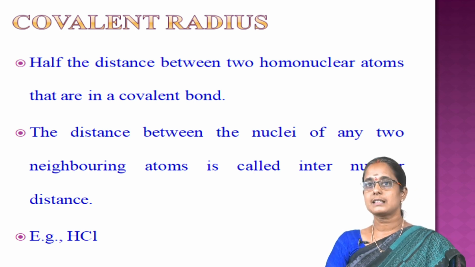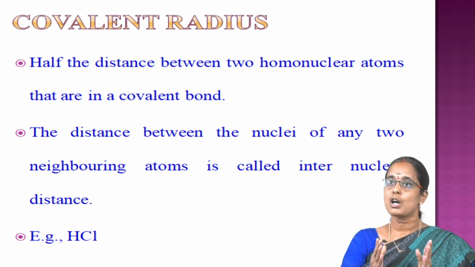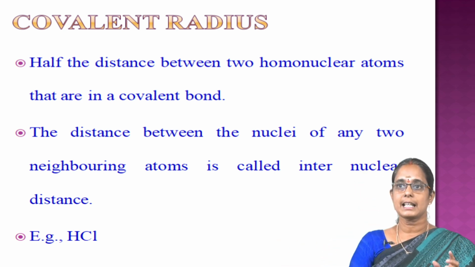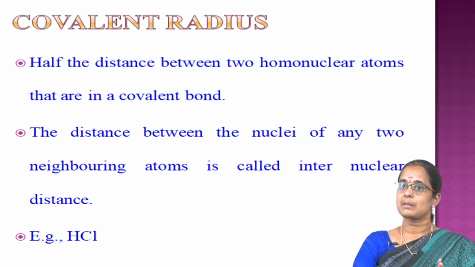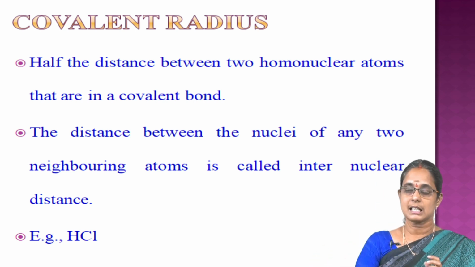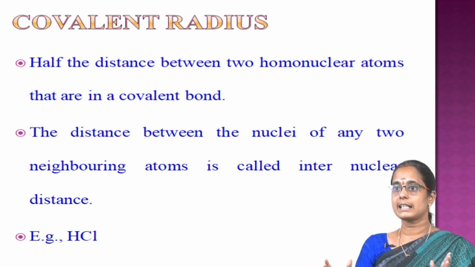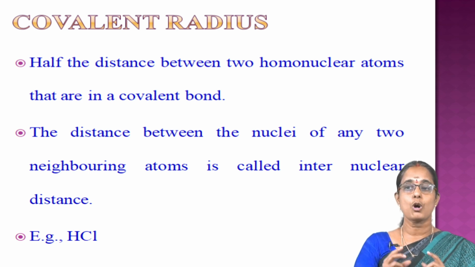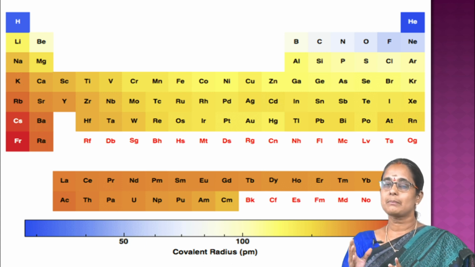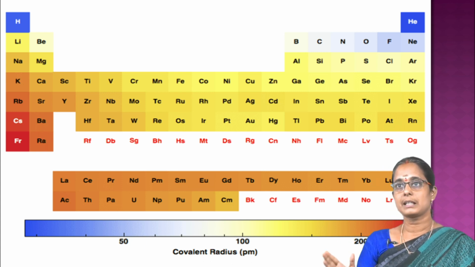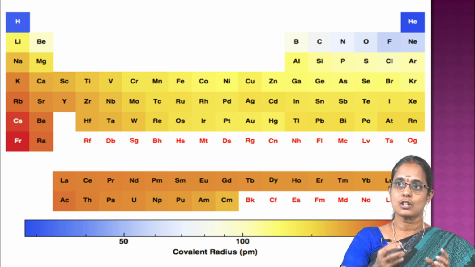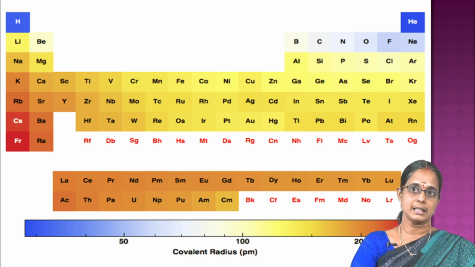The internuclear distance will be equal to the sum of the covalent radii of hydrogen and chlorine. The covalent radii of elements decrease from left to right in a period. Thus, in a period, the alkali metal has the largest covalent radius and the halogen has the smallest covalent radius. This is because, as the atomic number increases across the period, the nuclear charge increases and the orbital electrons are pulled in towards the nucleus.